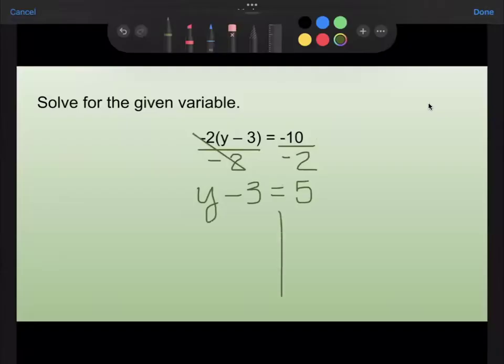So now I'm going to go ahead and keep solving. I need to move that minus 3 to the other side. So the opposite would be to add 3 to both sides. These numbers cancel out. So I'm left with y on this side and 5 plus 3, which is 8. So the solution to this would be that y is equal to 8.